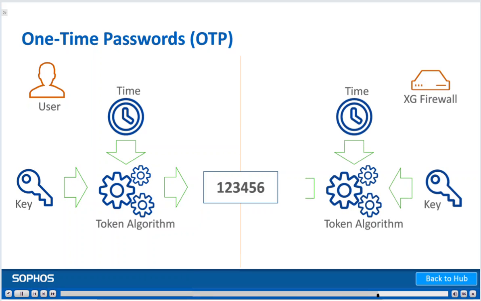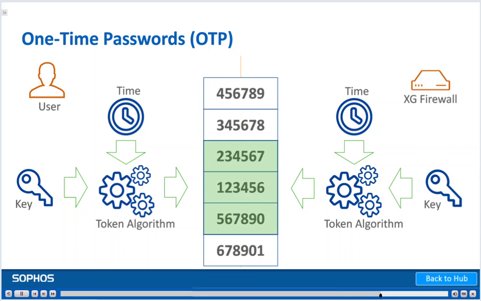The XG firewall needs to have the same key and be synchronized to the same clock so that when it calculates the token code, it comes out with the same number. To allow for variations in the time between the token and the XG firewall, it will accept the previous and next token code as valid by default. This is the token offset step and can be changed in the settings.